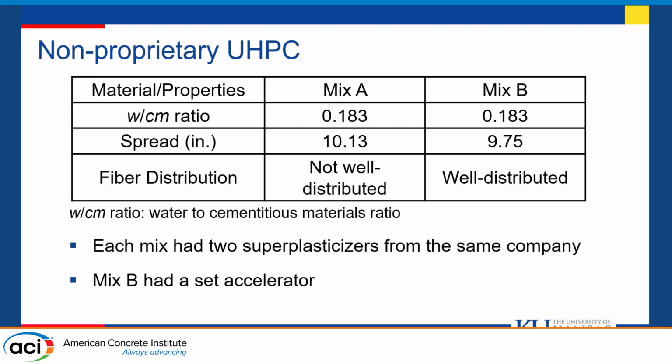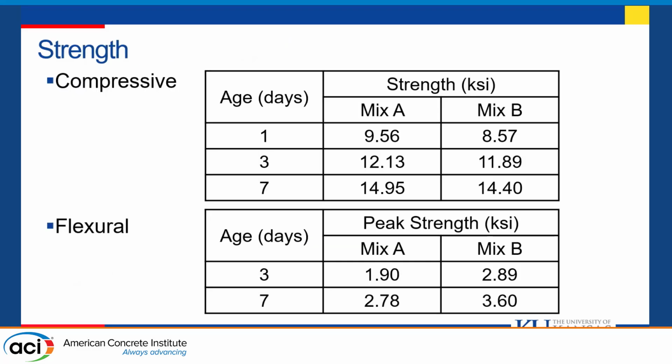Mix A has a spread of 10.13 inch, while mix B has a spread of 9.75 inch. In terms of fiber distribution, mix B has a better distributed fiber distribution compared to mix A, and it was observed by evaluation. We took batches from different portions and looked at the fiber distribution inside the mix, and we also cut the cylinders into 2 halves and looked at how the fibers are distributed. Each of these mixes had 2 superplasticizers from the same company. In addition, mix B also had a set oscillator.